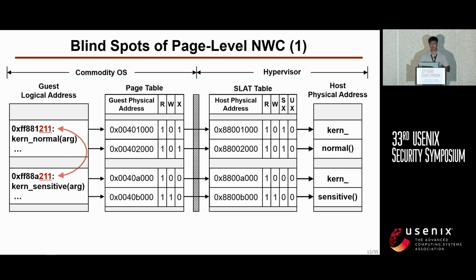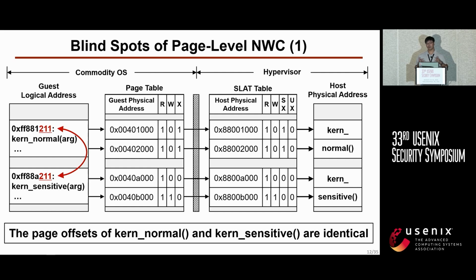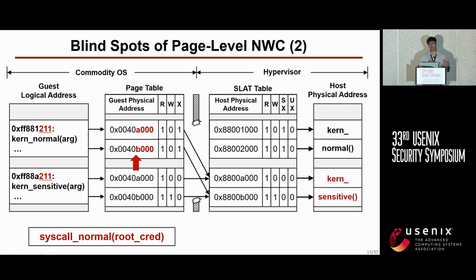If the page offsets of the kernel normal and kernel sensitive functions are identical like this, and if the attacker can modify the physical addresses of the kernel normal function to those of the kernel sensitive function, then the attacker can execute the kernel sensitive function using a normal system call and arbitrary arguments like this.